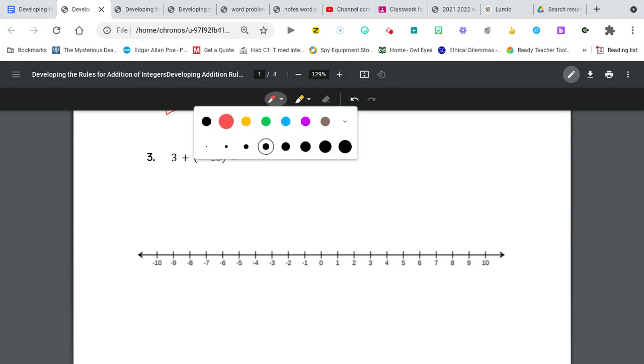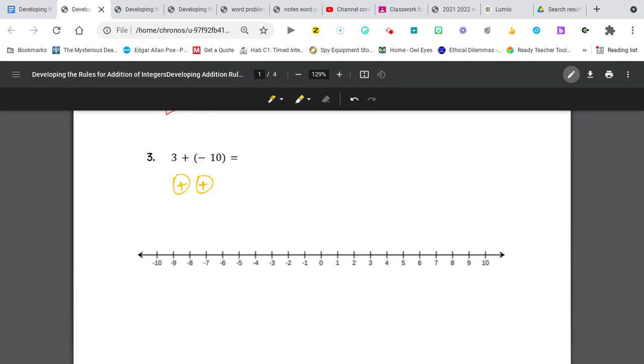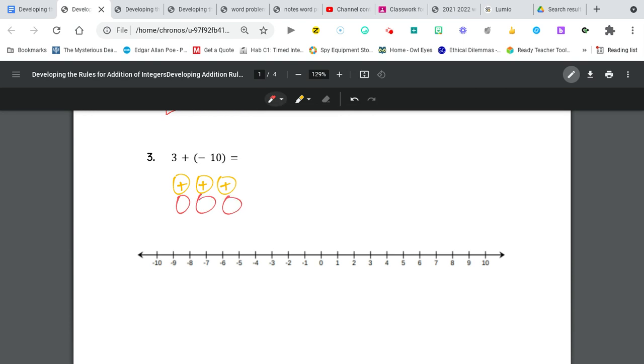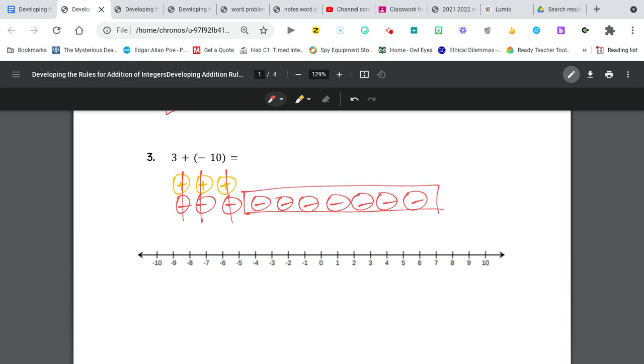On number 3, I have 3 positives and then I have 10 negatives. I will be left with 7 negatives. Basically, these are different. Those are positives, those are negatives. So since they're different, the math part would just be to subtract. Again, I'm just reviewing what we've already learned. And you got more negatives than positives, so the answer is negative.